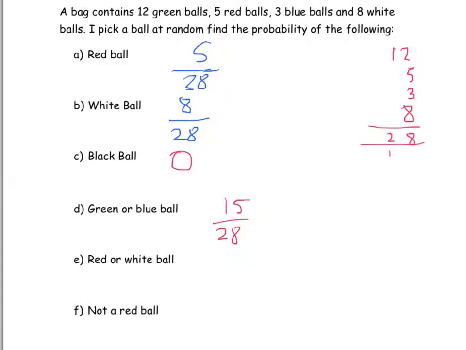So just see, can you figure out what is the probability of getting a red or a white ball? Yeah, a red ball add a white ball. 5 add 8 is 13, so it's 13 out of 28.